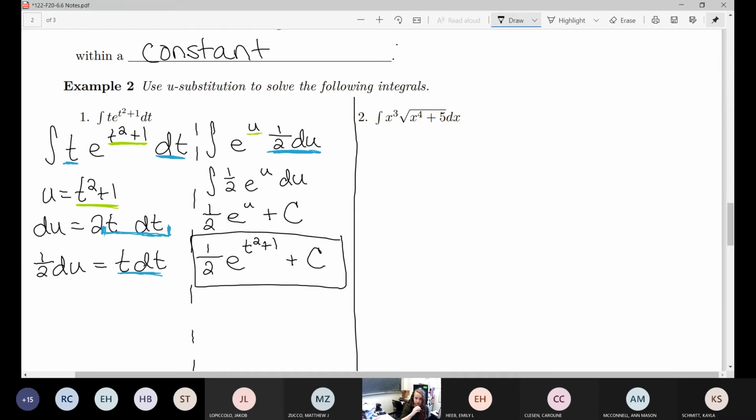And then once we've taken the antiderivative, we just replace u with what it used to be. Questions, concerns about that? Even though it wasn't the exact thing we needed, we could still do it because it only differed by a constant.